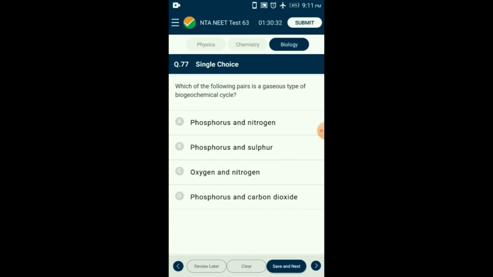In sedimentary nutrient cycles, materials involved in circulation between biotic and abiotic components of the biosphere are non-gaseous and the reservoir pool is the lithosphere. Examples: phosphorus, calcium, magnesium, sulfur, as both sedimentary and gaseous nutrient cycle. So the answer is option C, oxygen and nitrogen.